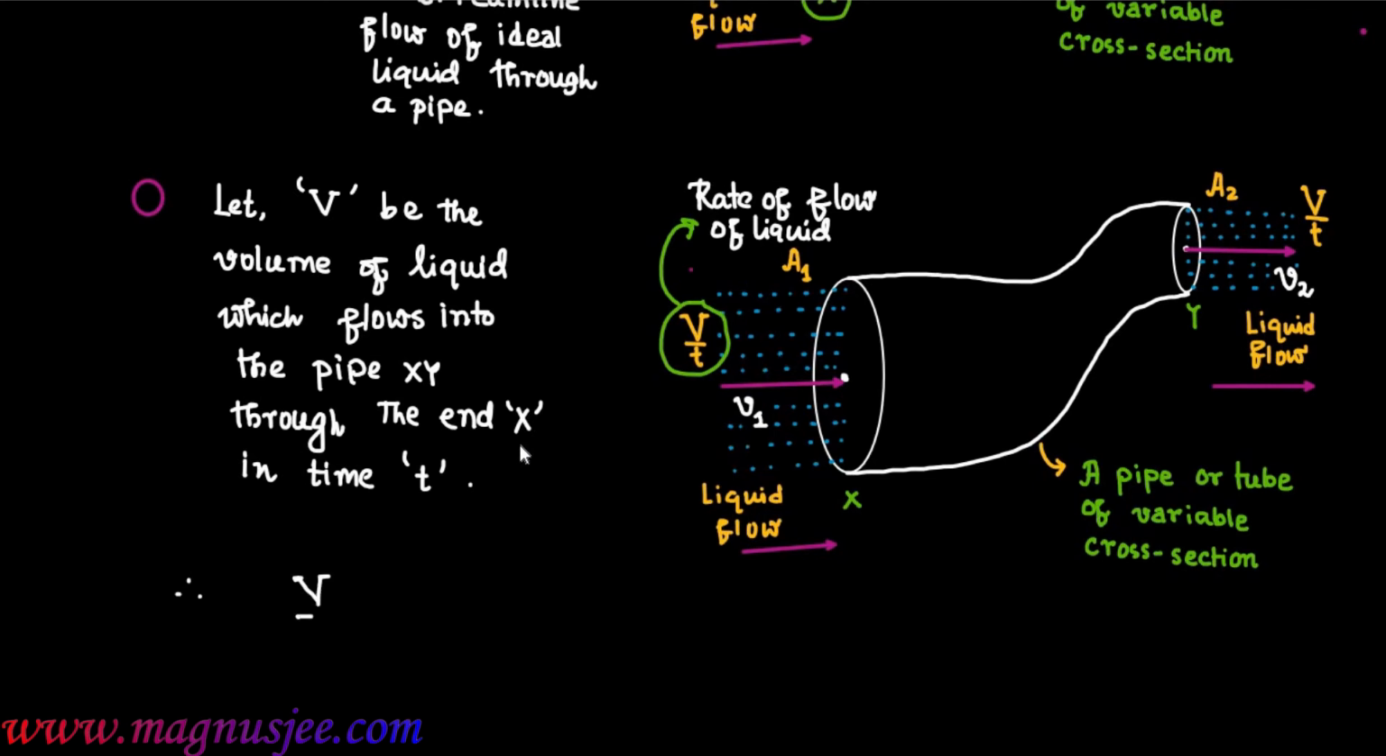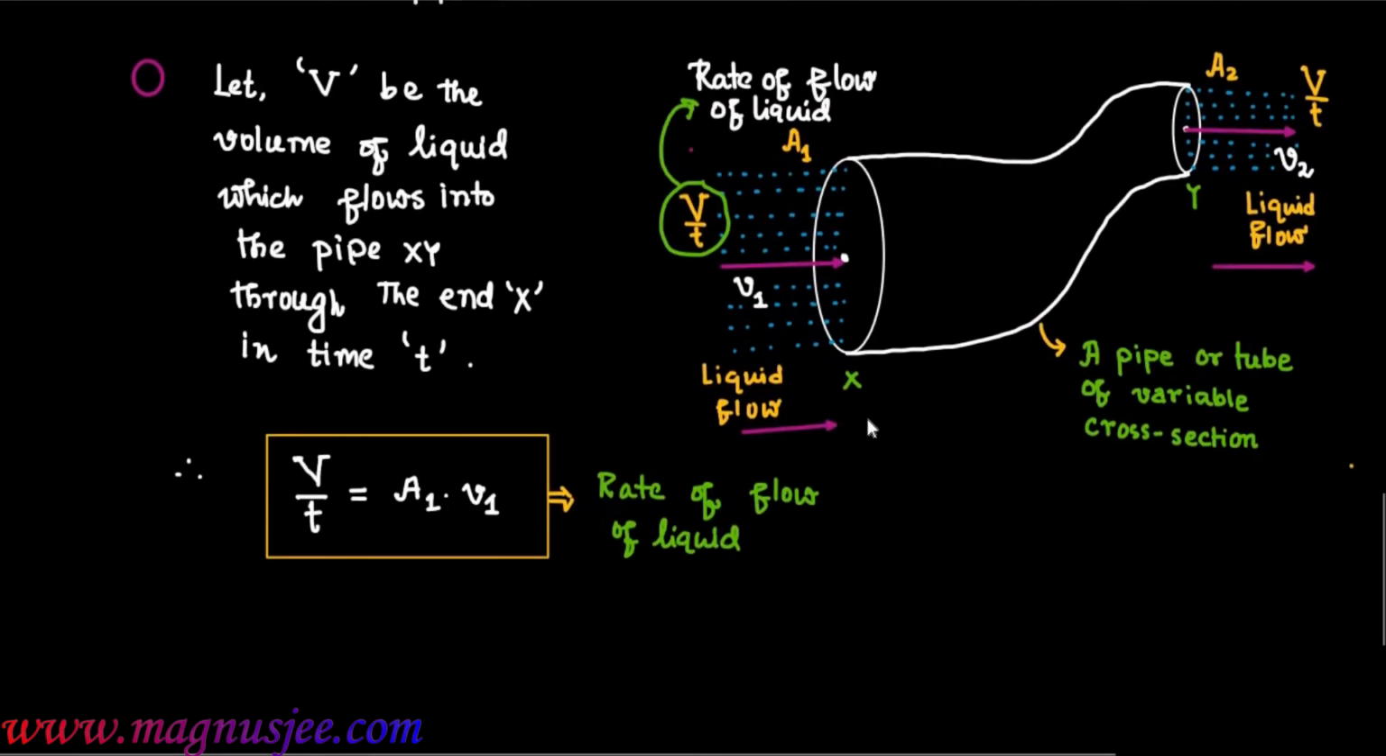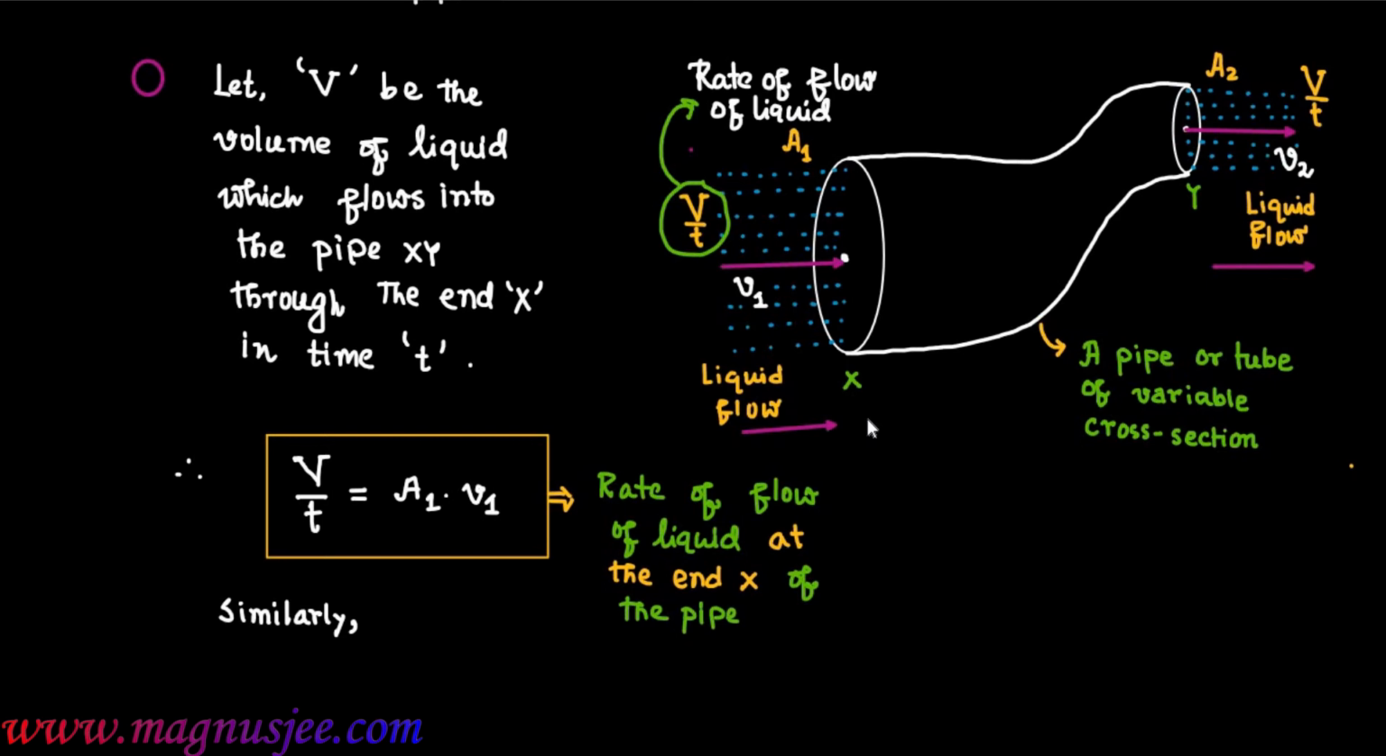Therefore, the rate of flow of liquid through the end X is V by T, volume by time, which is equal to A1 V1, the product of area of cross section and velocity of liquid flow. So it can be proved that V by T equals A1 V1, that is the rate of flow of liquid at the end X of the pipe XY.